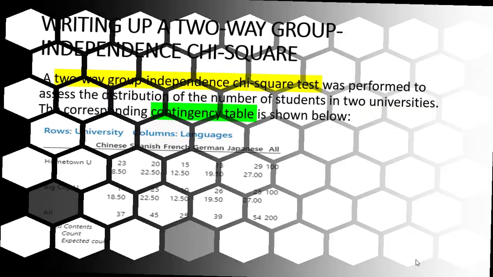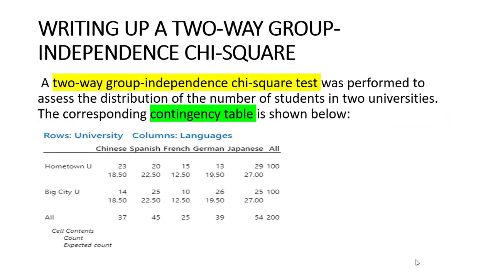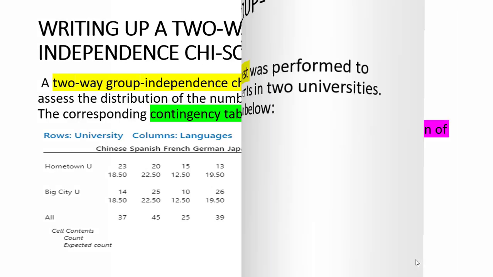Now, how do we write this up? Well, first, the same as we did before, let me read this and then I will explain what we're doing here. It says, a two-way group independent chi-squared test was performed to assess the distribution of the number of students in the two universities. The corresponding contingency table is shown below. So two things are important here. You say what kind of chi-square test you performed, and then show the contingency table, because that summarizes everything that they need to know. You don't need to summarize that in your description. The contingency table has that information.